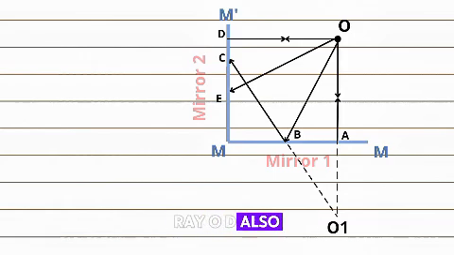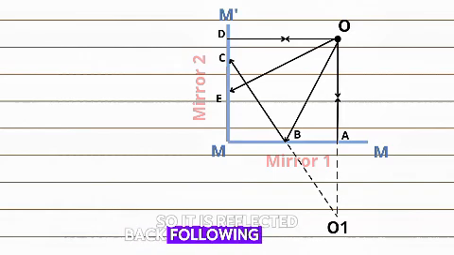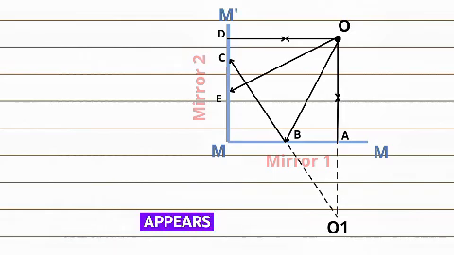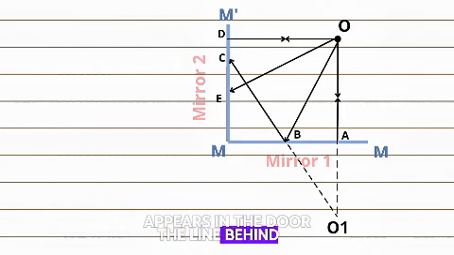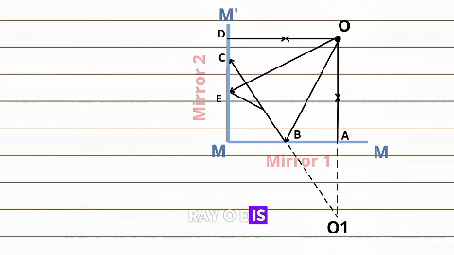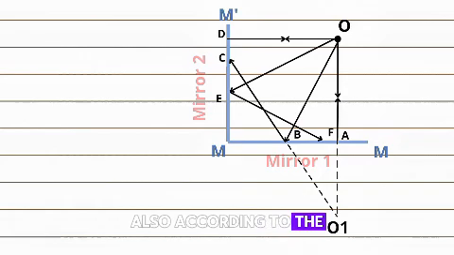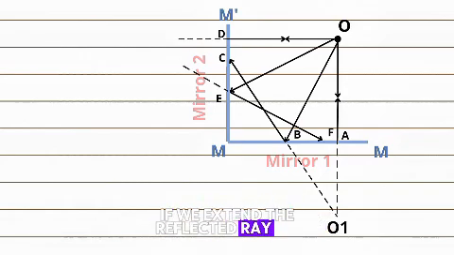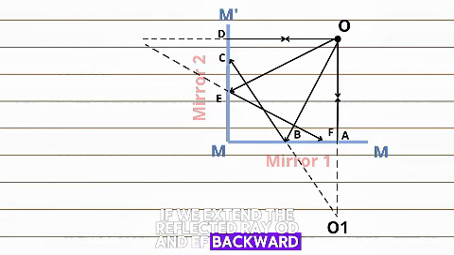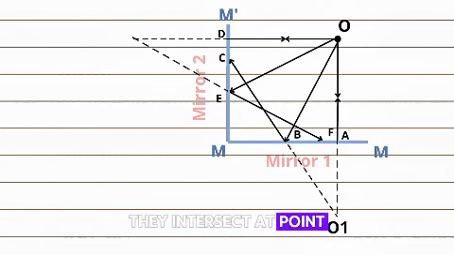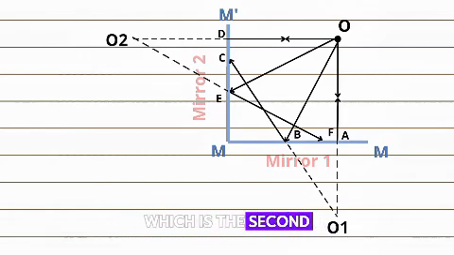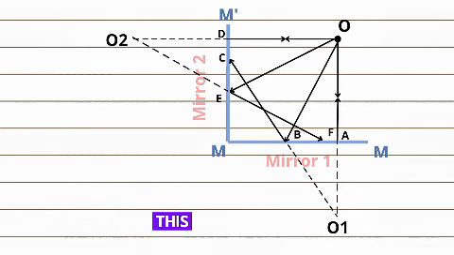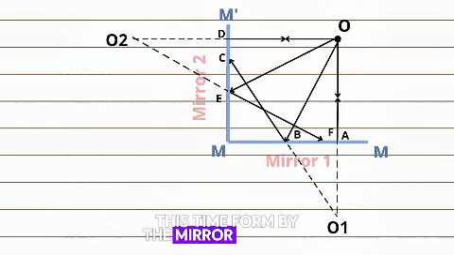OD and OE are two rays that come to the second mirror. Ray OD also comes perpendicular, so it is reflected back following its path. Ray OE is reflected into ray EF, also according to the law of reflection. If we extend the reflected rays OD and EF backward, they intersect at point O2, which is the second virtual image of O, this time formed by the second mirror.